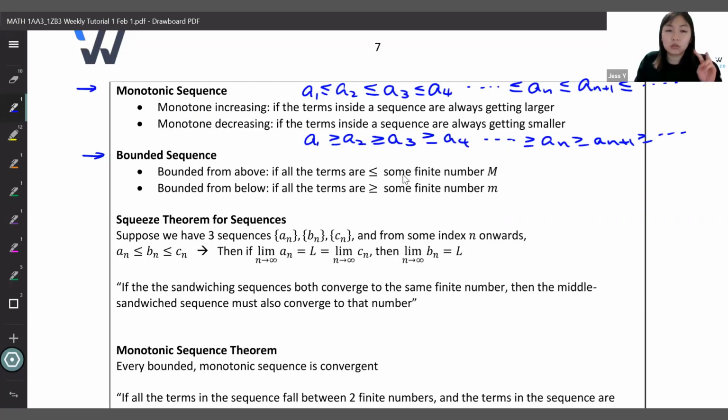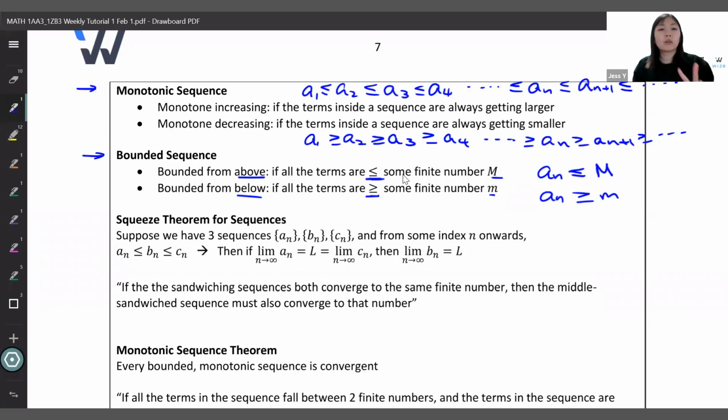Bounded sequence: there are two ways for a sequence to be bounded. You can be bounded from above or below, or of course, both above and below. Bounded above means that all of your terms are smaller than or equal to some finite number M. So that means that An in general is less than or equal to some number M. That number could be 5, it could be -2, it could be 3/7. It's just some number, okay? Bounded from below means that all of your terms are bigger than some finite number, little m. So all of your An terms are bigger than or equal to little m. That's what a bounded sequence is, okay?